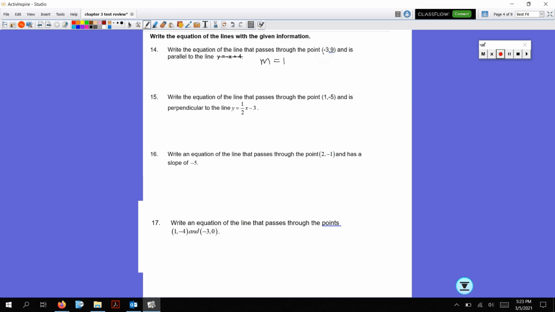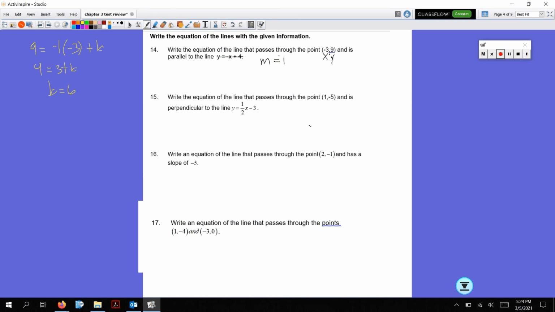I'm going to use this -3, 9 as my x, y, and I'm going to plug into y equals mx plus b. So 9 equals, oh, and I didn't write my negative, did I? -1 is my slope. -1 times my x, which is -3, plus b. 9 equals +3 plus b. Subtract 3 from both sides, and b equals 6.